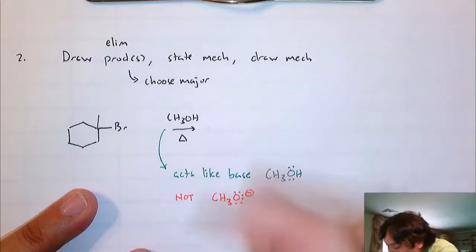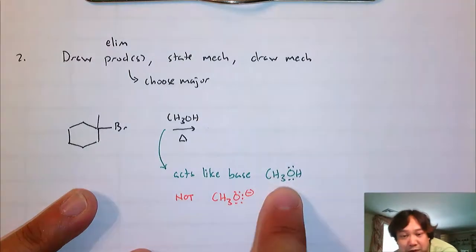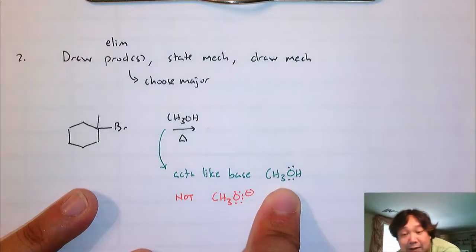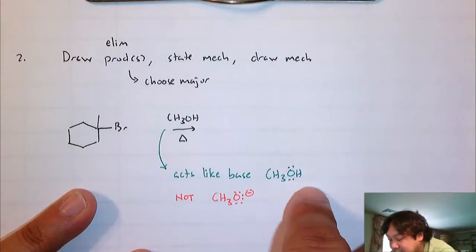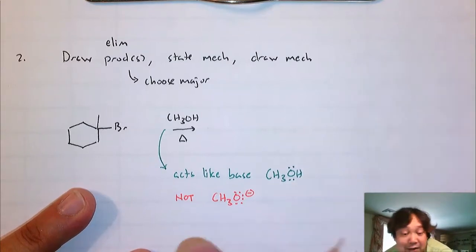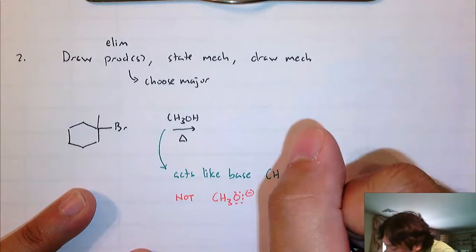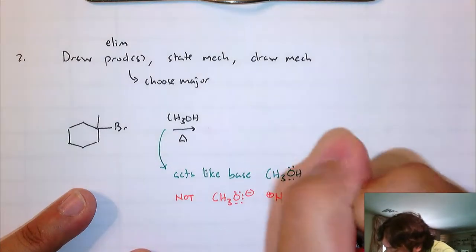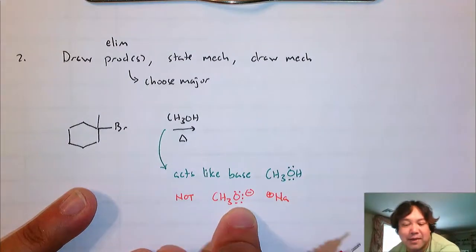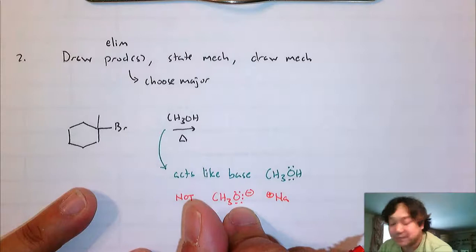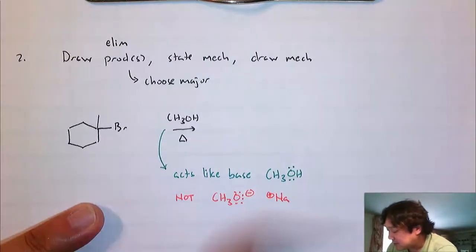That is not your base. This does not dissociate very easily. Even though it is protic, you're not going to lose this hydrogen very easily. It's not like it's ionic. So it's not as if you had sodium methoxide, like this, with a sodium. I said ethoxide, but I meant methoxide. So that's base.